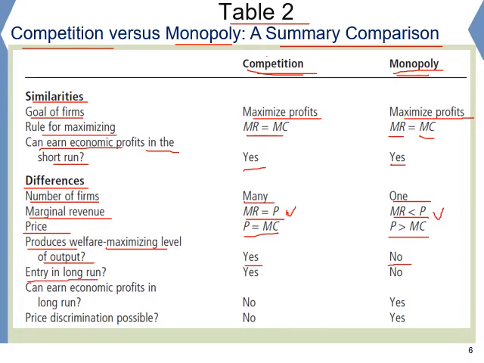How about entry in the long run? For perfect competition, yes, firms can enter the market and start making profit until profits are driven down to zero. In the case of monopoly, you cannot enter the market because there are barriers to entry. Can a firm earn economic profit in the long run? For perfect competition, no, firms in the long run make zero economic profit. For monopoly, yes, they can still make profit in the long run, again because of barriers to entry. Is price discrimination possible? No for a competitive firm, and yes for a monopoly.